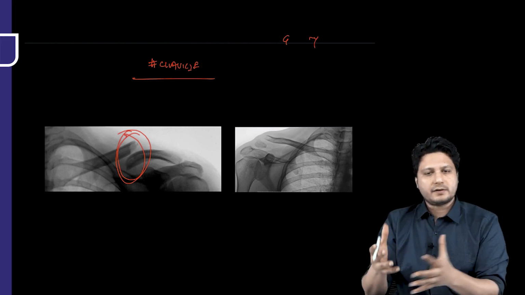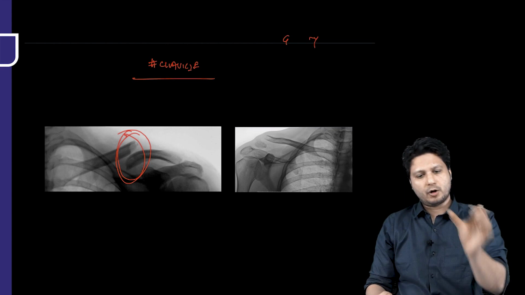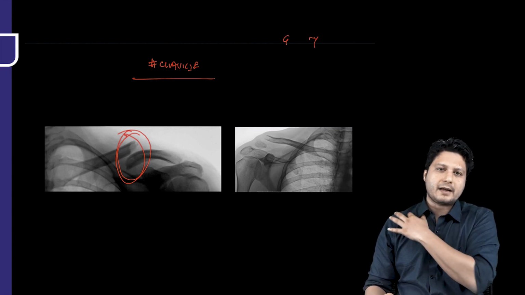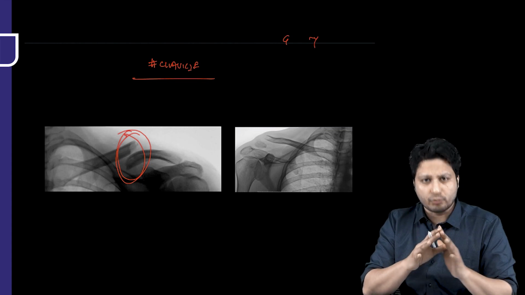Now, as far as the stiffness is concerned, as far as the movement of the arm is concerned, it is not going to be hampered because of this malunion. It will only appear as a bump. As far as functional activities are concerned, it will be absolutely normal.